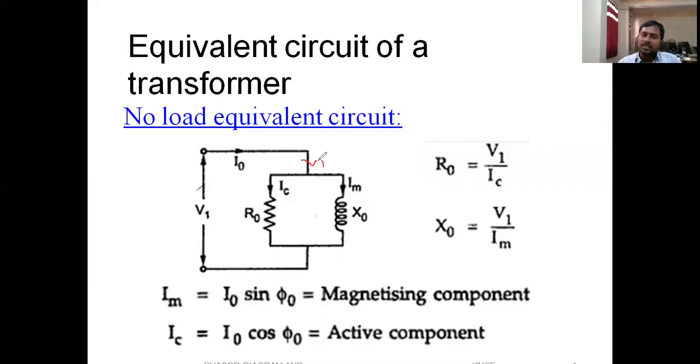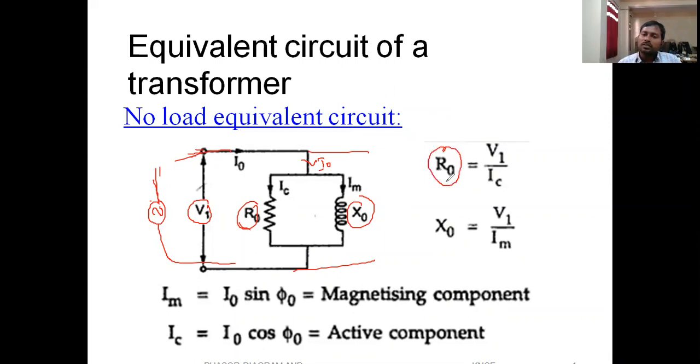This I naught should be taken in parallel with the supply voltage. So you apply the AC voltage to the primary of the transformer, and in this equivalent circuit, this is R naught and this is X naught. R naught is nothing but the no load resistance. X naught is nothing but the no load reactance. So this is represented in the shunt manner, shunt being nothing but across the supply voltage.